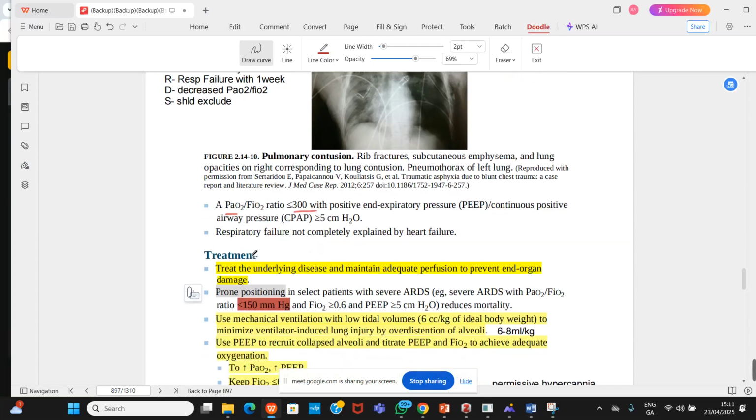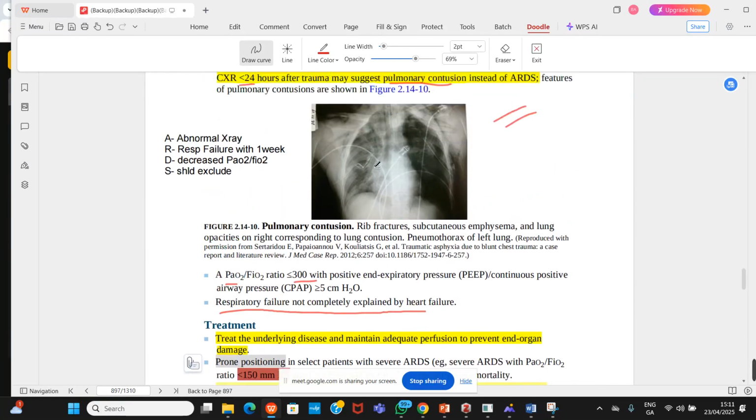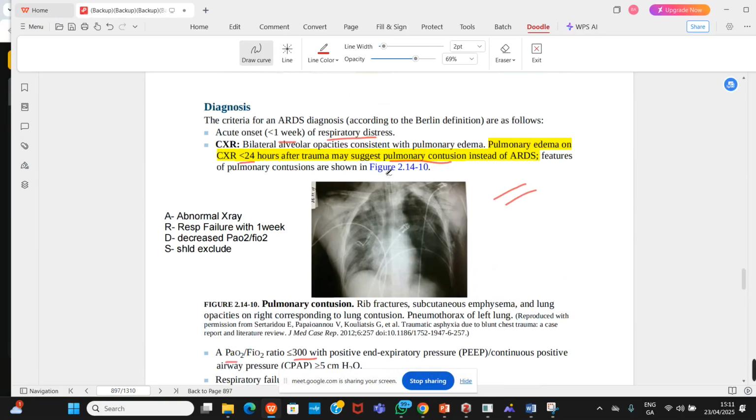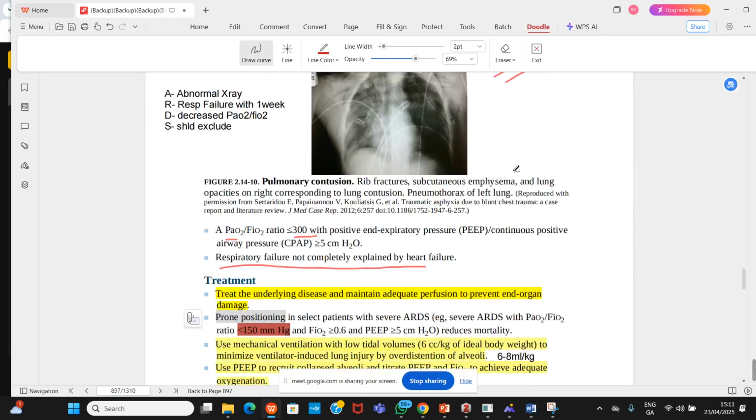You also measure the PaO2/FiO2 ratio. It has to be less than or equal to what? 300. Very important. And you now find out that the respiratory failure is not explained by heart failure. I've explained it can look like heart failure. But by the time you do your evaluation, you see that no, this is not heart failure. So you have to marry all these four things to now say that yes, this person is having ARDS. They're having the features within 1 week of the respiratory insult.